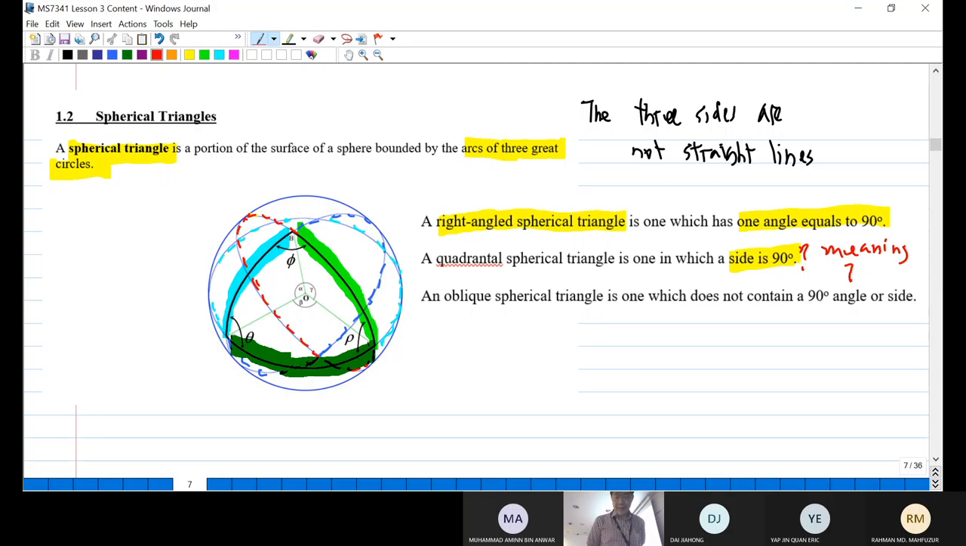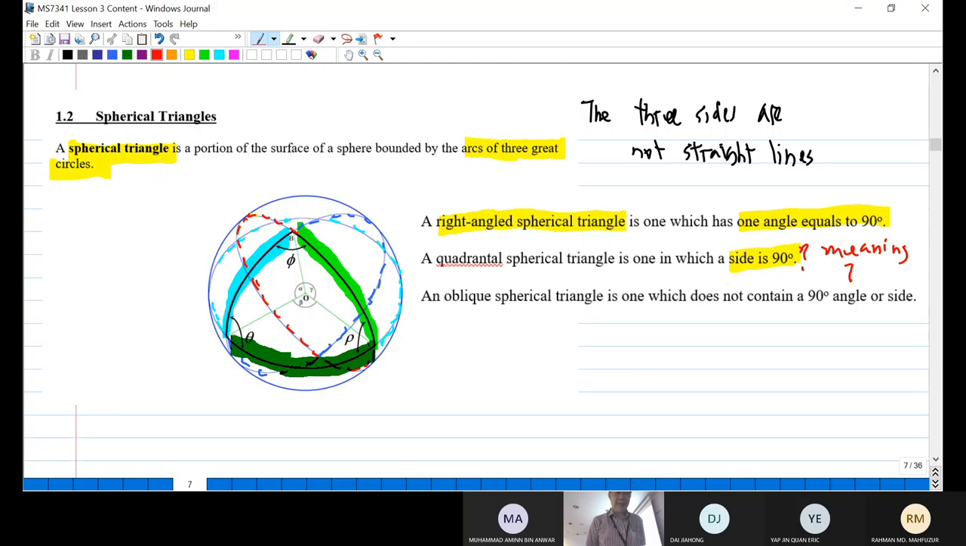So you find that there are three sides of great circle, right? Then you join the 3 points where the three circles intersect. Two circles will intersect at 1 point. So there are three circles there, so they intersect at 3 points. Then you join these 3 points of the great circles together, and you get a spherical triangle.